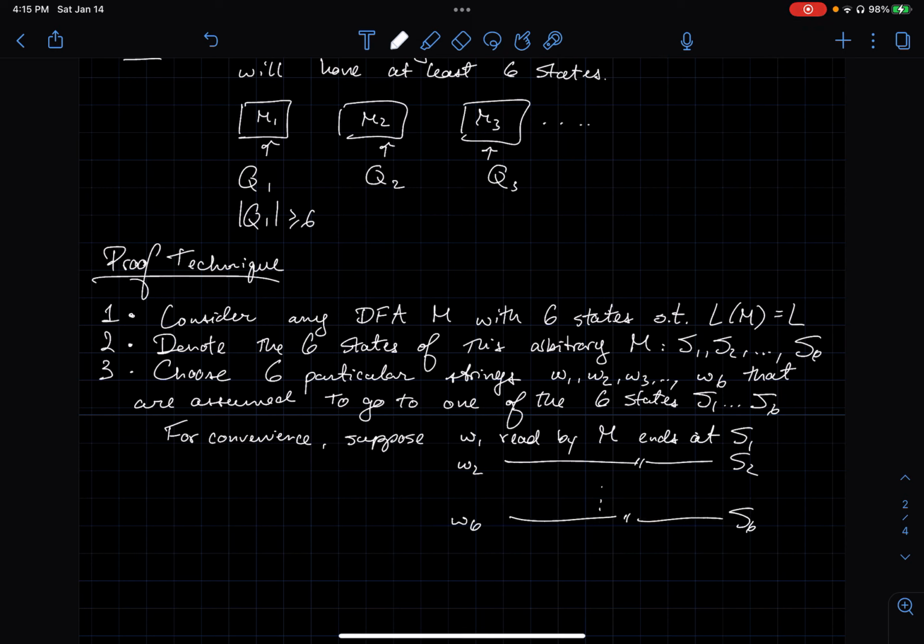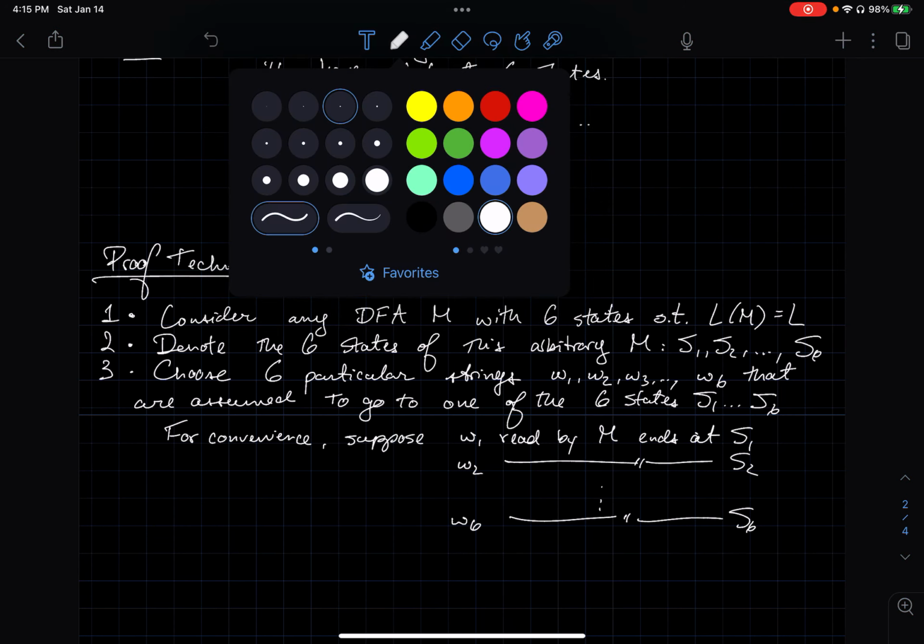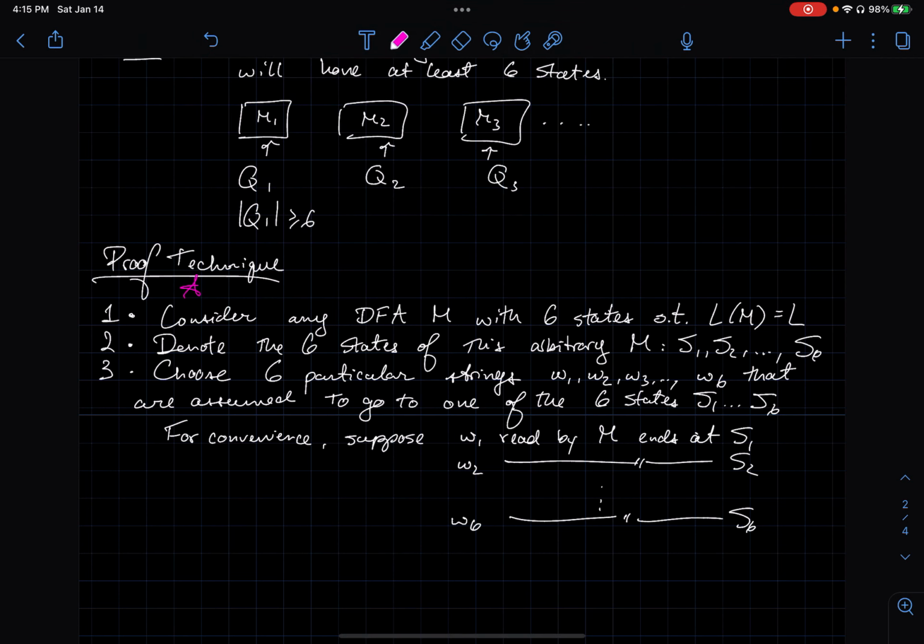Okay? And so I haven't assumed anything. Okay? So the key of this technique, right? The key is never assume anything about the transitions of M, about the transition function of M. Okay? So the only thing I'm assuming, right, is I'm assuming that I pick some machine M with 6 states that accepts the language L.